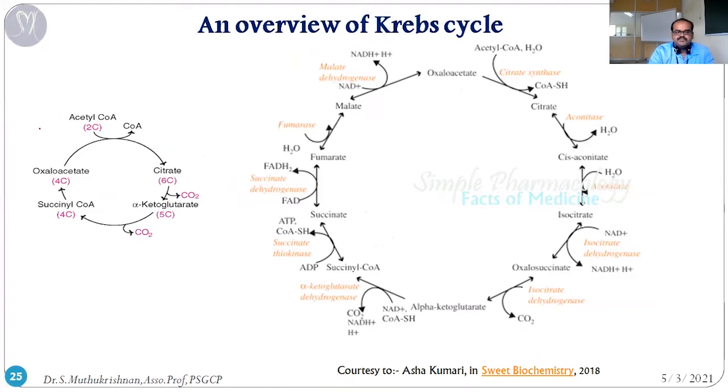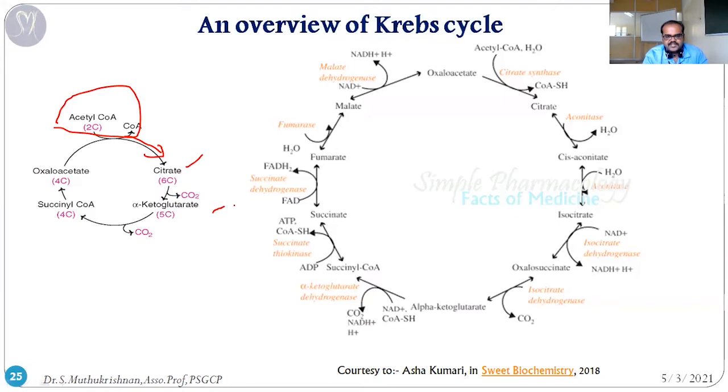So you simply imagine the two molecules of acetyl CoA entering the TCA cycle. It's converted into various products, particularly four products. One is citrate, then the second one is alpha ketoglutarate, then succinyl CoA, then oxaloacetate. The acetyl CoA is the raw material. The intermediate products are citrate, alpha ketoglutarate, then succinyl CoA, then oxaloacetate. So these are the four major intermediate steps. In between, there are also many other steps.